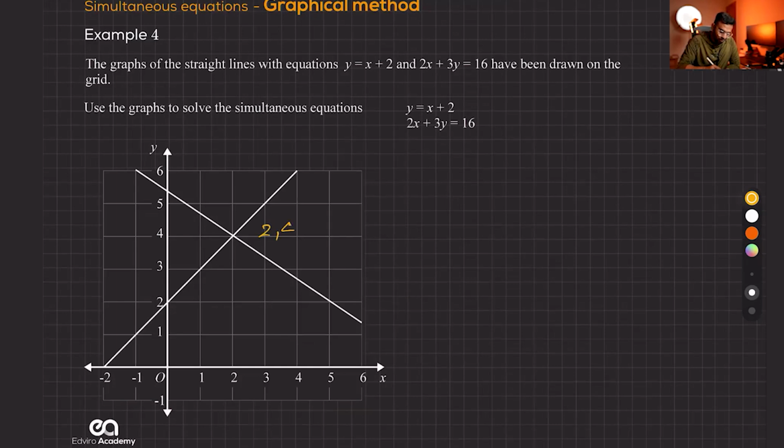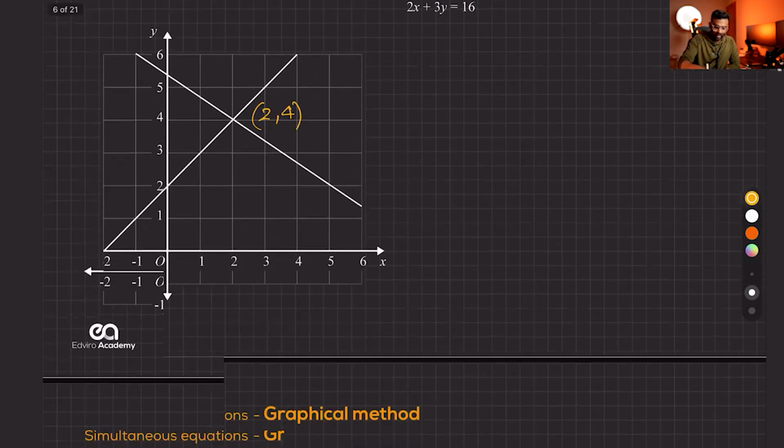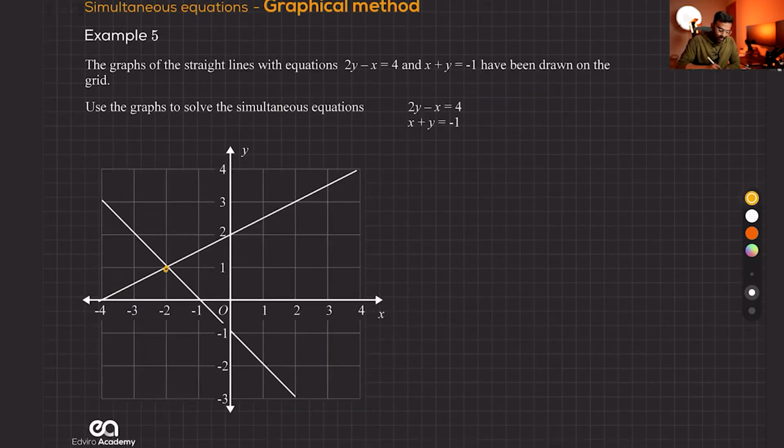Okay, so this is 2, 4. Easy to pick it up. What about this one? -2, 1, isn't it? -2, 1. Everyone agree with that?